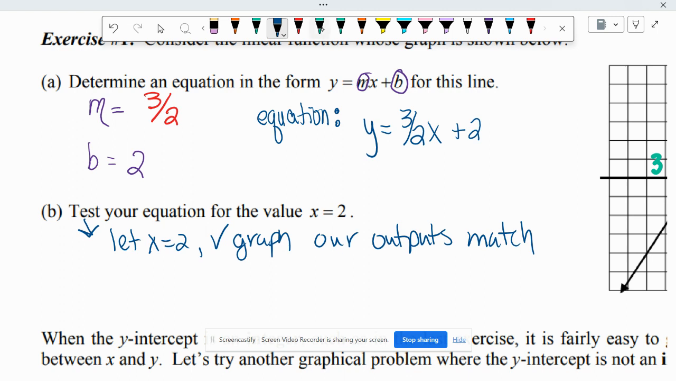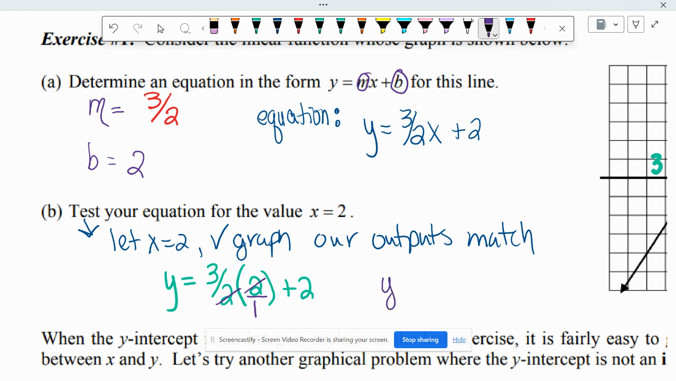So if I take this equation and I let x equal 2, y equals 3 halves times 2 plus 2. So 3 halves times 2, well, that's the same thing as saying 3 over 2 times 2 over 1. And these cancel out.